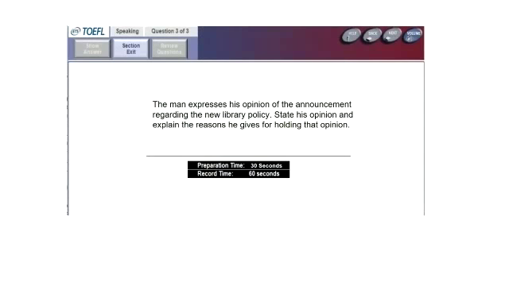The man expresses his opinion of the announcement regarding the new library policy. State his opinion, and explain the reasons he gives for holding that opinion.